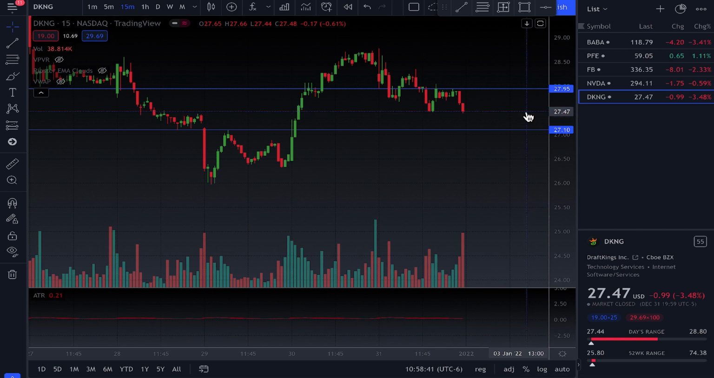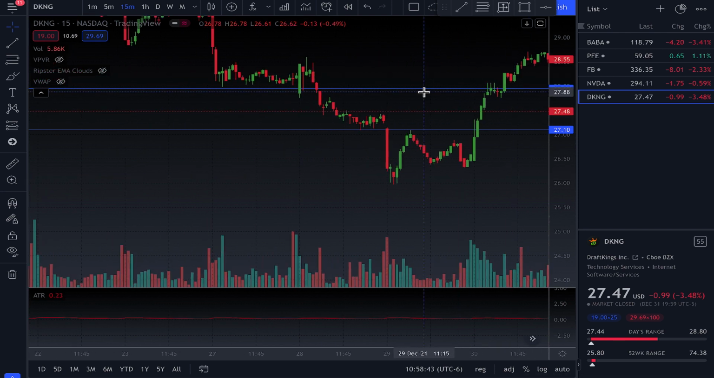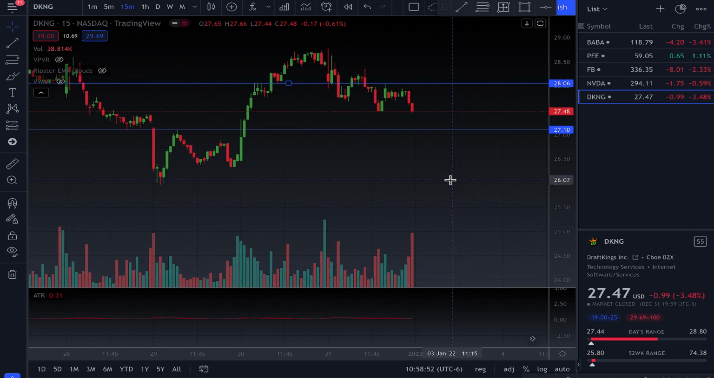And then here is probably going to be about 27.95. I mean, that's very close to the 30 or 28 psych level. So this one you might need to give a little bit more and say over 28.05. Yeah, that's what I'd do.